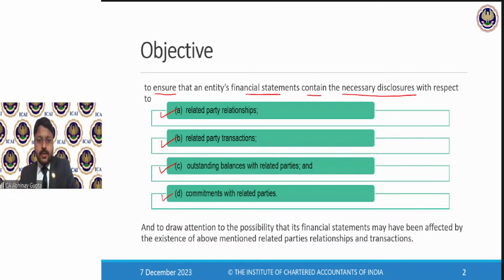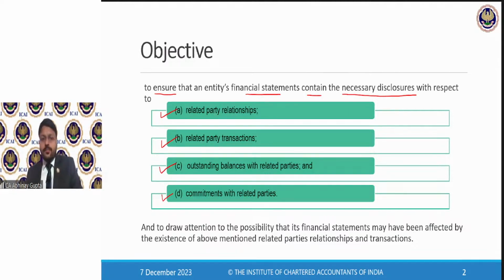And if there are any commitments related to related parties, for example, sometimes the holding company and subsidiary company give commitments on behalf of each other, or give some sort of financial guarantees, financial commitments or comfort letters. Those are called commitments, and they need to be disclosed.